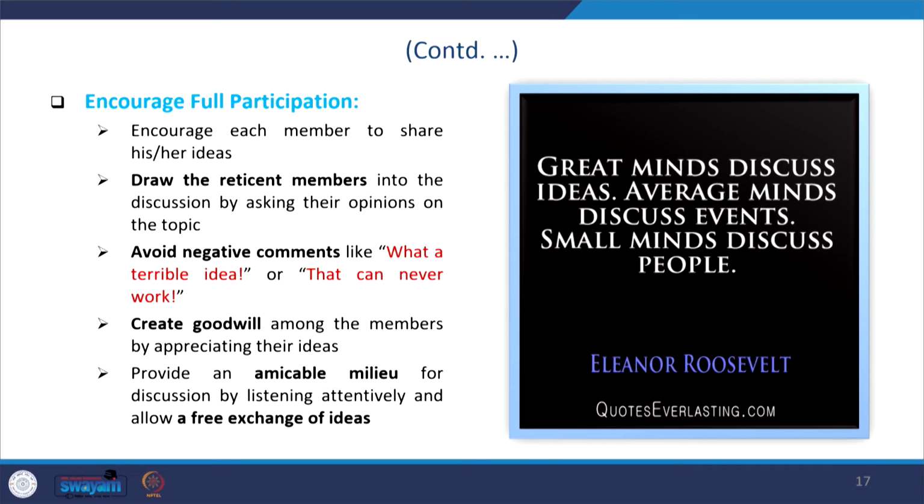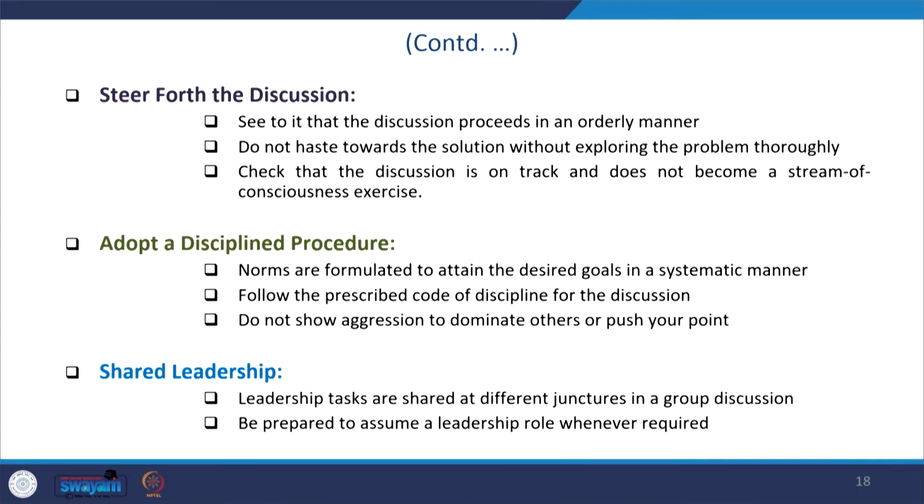In this regard, let us take a quote by Eleanor Roosevelt, who says, "Great minds discuss ideas, average minds discuss events, small minds discuss people." So, you are not to discuss people, you are not to take the names of the people and say that your idea is completely incorrect. No, you may always say that while this can be your personal idea, we should also look at how much cost it will entail.